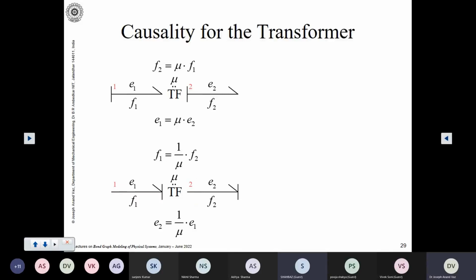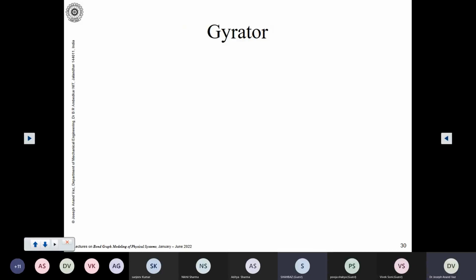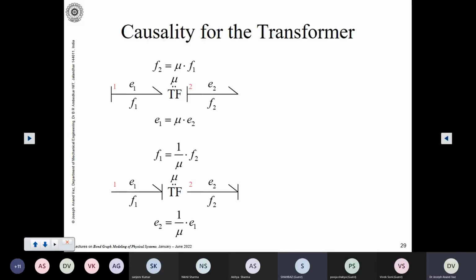Okay. So I think we will cover the gyrator, which is the last element, in our next lecture. That is tomorrow.